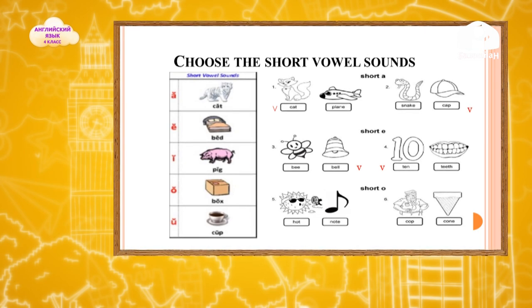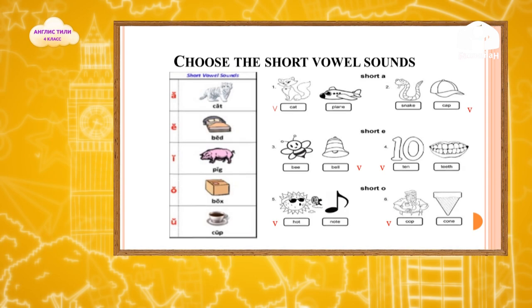Hot, note. What do you choose? Right. You choose hot. Cup, cone. What do you choose? You choose cup. O is a short vowel.